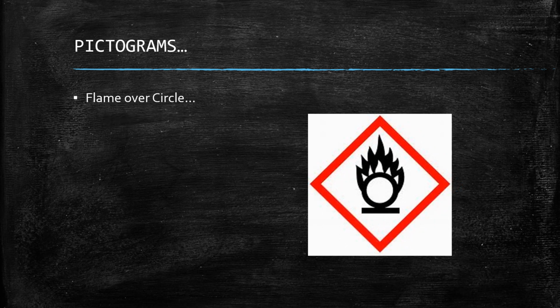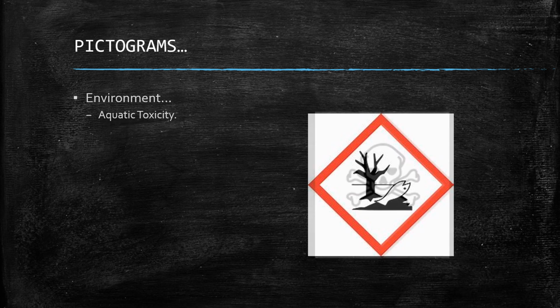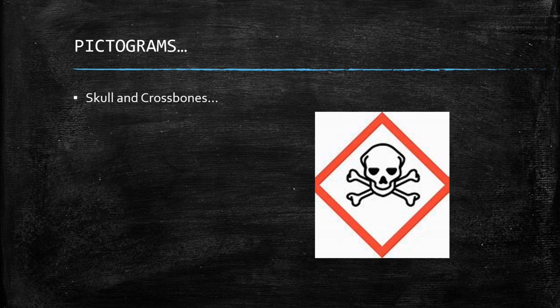Flame over circle, which is a warning for oxidizers. Environment, which is not mandatory, is a warning for aquatic toxicity. And skull and crossbones, which is a warning for acute toxicity, which could be fatal or toxic.